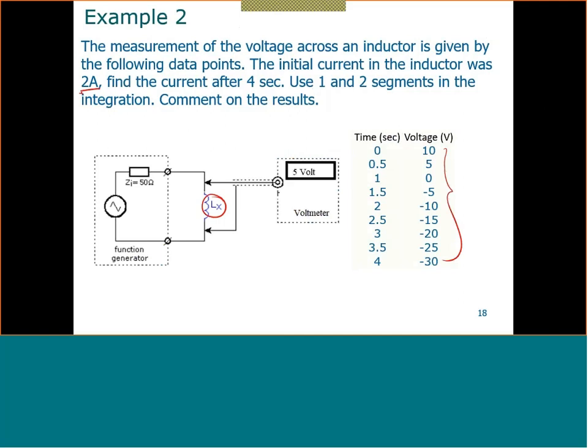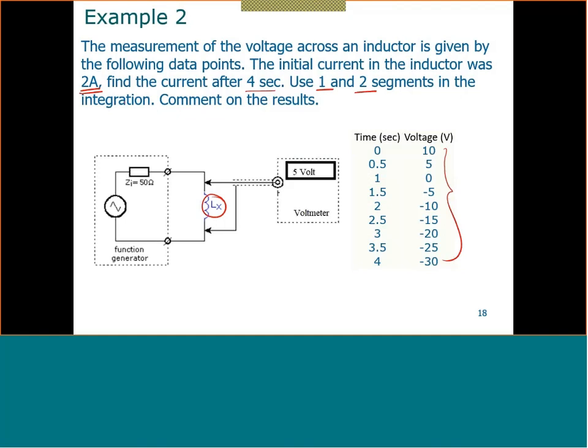So there was 2 amp initial current. I want to find the current after 4 seconds using 1 and 2 segments in the integration. So I have discrete values, and I want to use n equal to 1, n equal to 2, and then we want to see the error between having this. Now, I don't know the exact value here because I don't know the exact function. I can approximate the function, it's a different story, but now assume I'm just having discrete data.